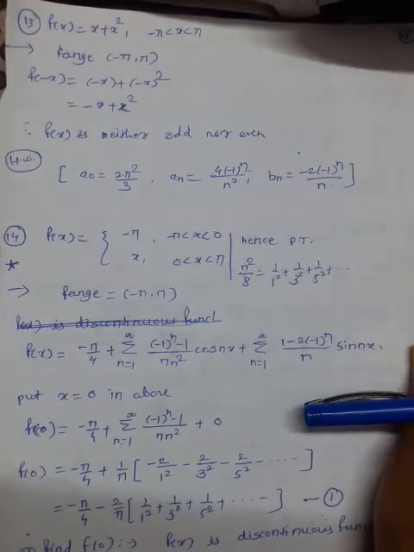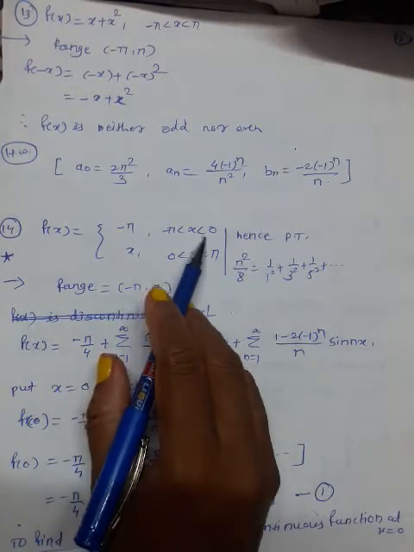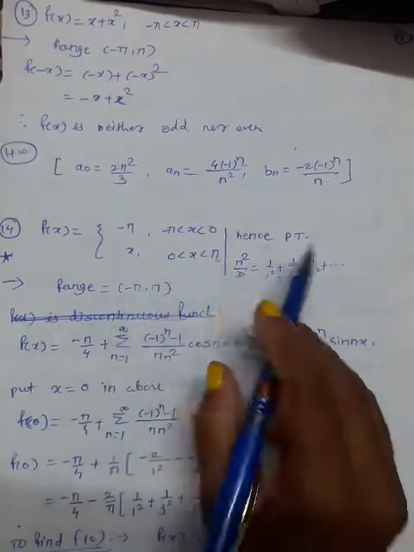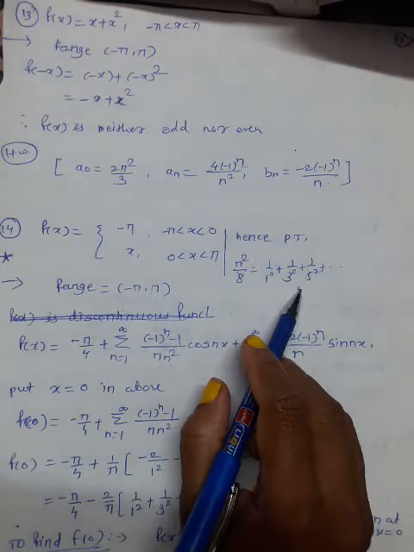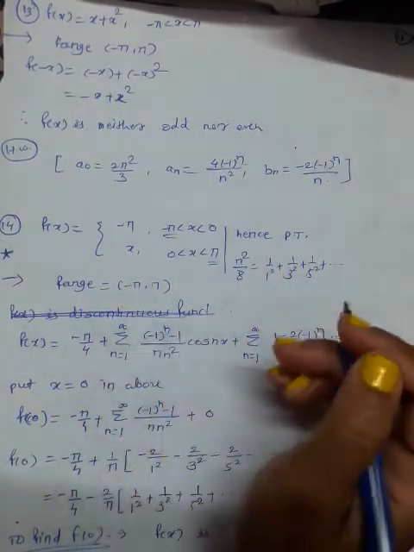Now this is the next example. f(x) is given as minus pi in minus pi to 0, and x in 0 to pi. Hence prove that pi square by 8 is equal to this. This is the question. The range is minus pi to plus pi.